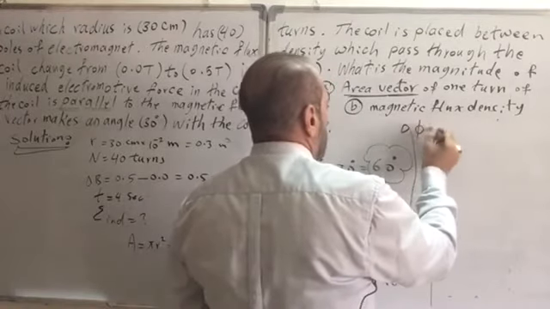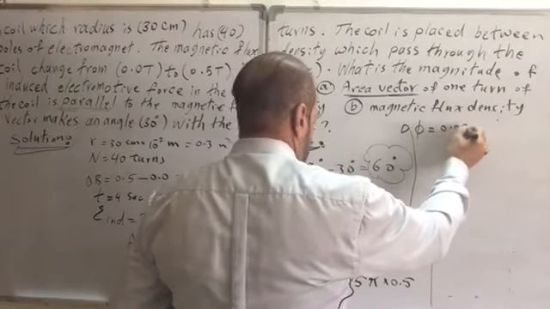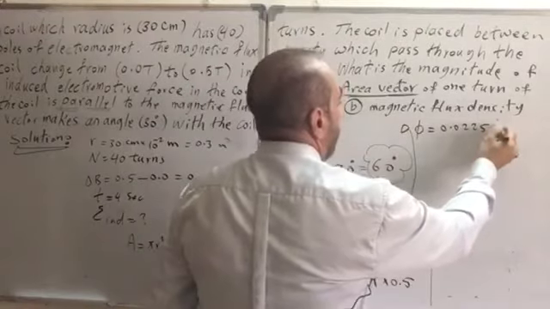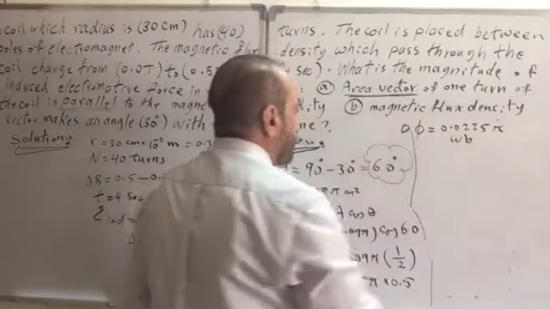Phi equal 0.0225 pi, and the unit is Weber.